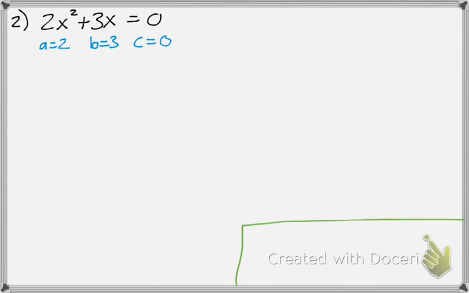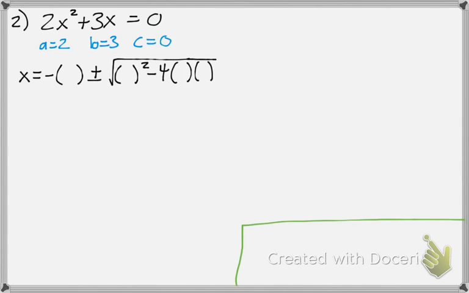So I need to plug all this into the quadratic formula. Again, when I do the quadratic formula, I like to write it with blank parentheses, mainly because it's very easy to make sign errors when you're doing the quadratic formula. So if I plug in all this information, and then I need to simplify this.